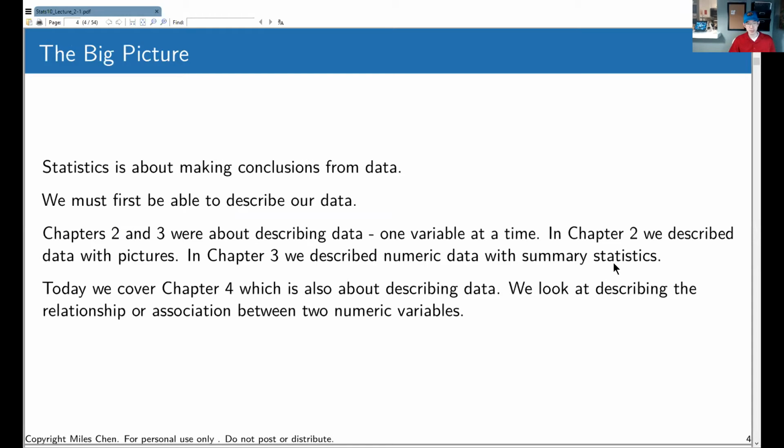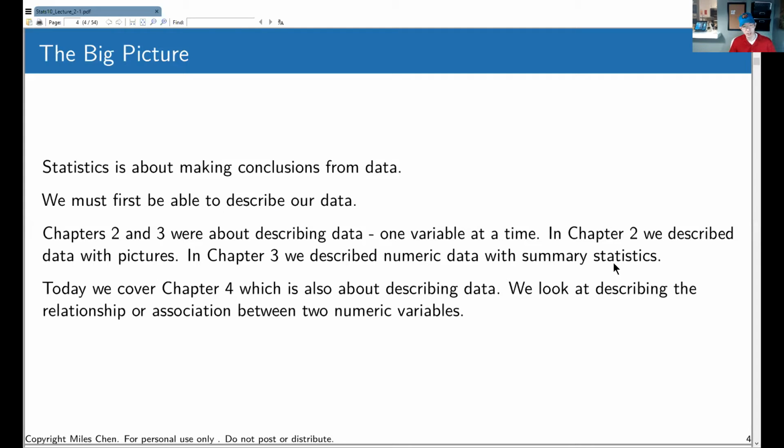Okay, now I don't want us to lose sight of the big picture. And again, the big picture in statistics is that we are making conclusions from data. And before we can even start to make conclusions, we have to be able to describe our data, right? And then we got to understand probability. And so we'll start probability on Wednesday. But today we're still learning how to describe data, okay?